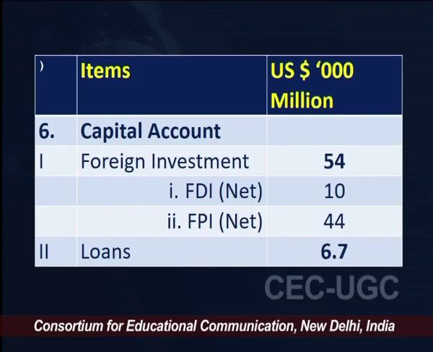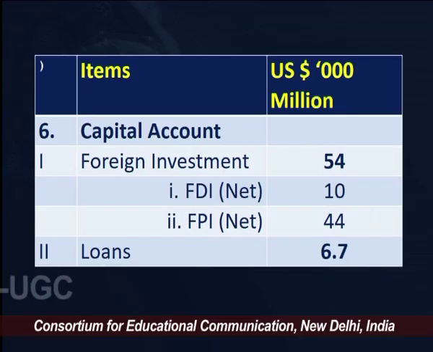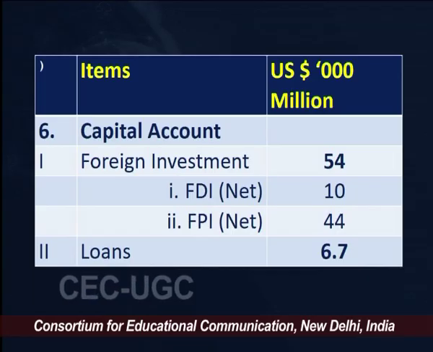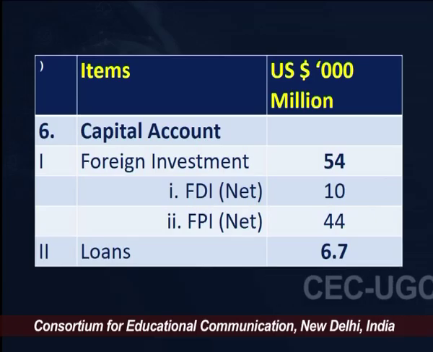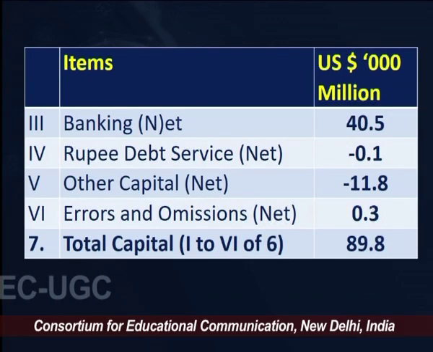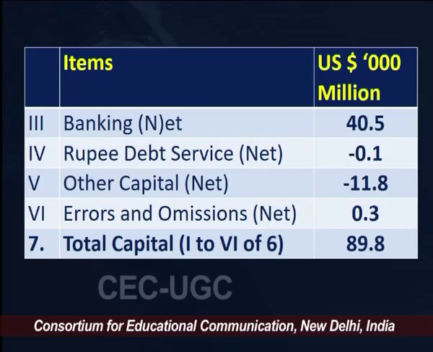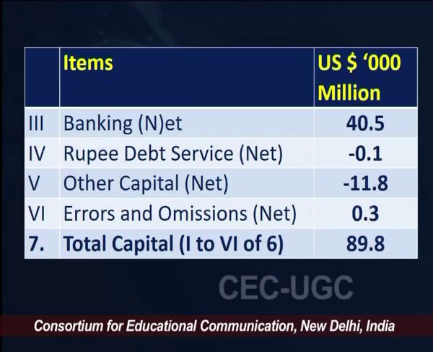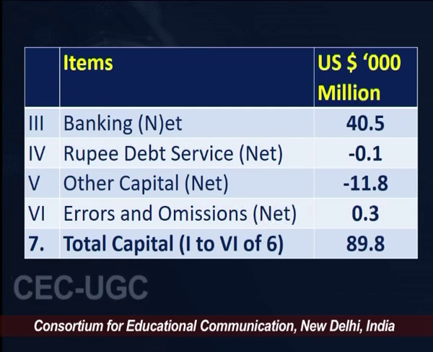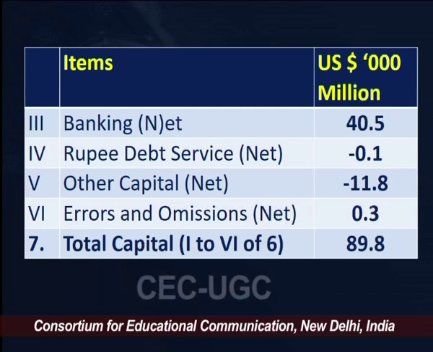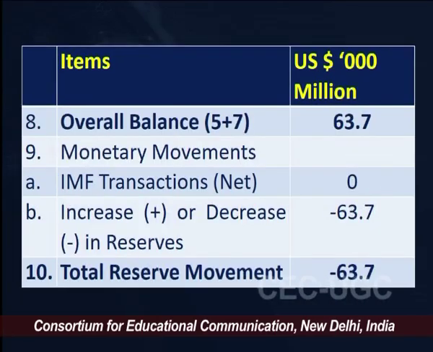Then we come to the capital account. It has different components. The first is foreign investment, which is a total of FDI and FPI. So, it is 54. Then there are loans, 6.7, then banking, 40.5, then rupee debt service, minus 0.1, other capital, minus 11.8, errors and omissions, 0.3, and the total capital is 89.8.